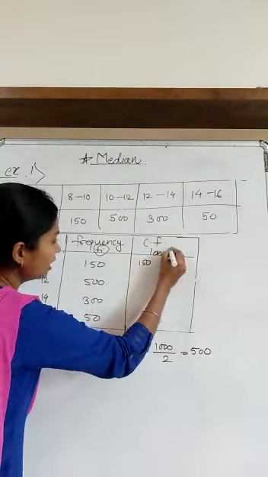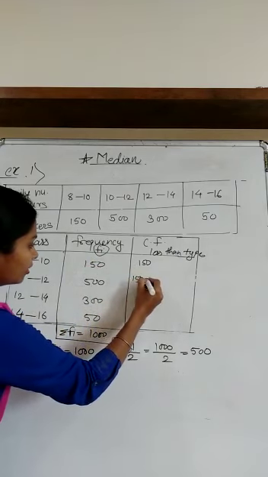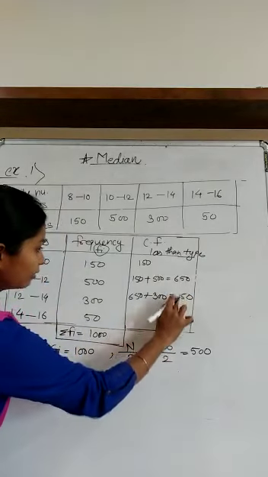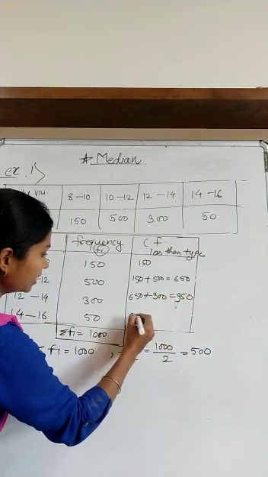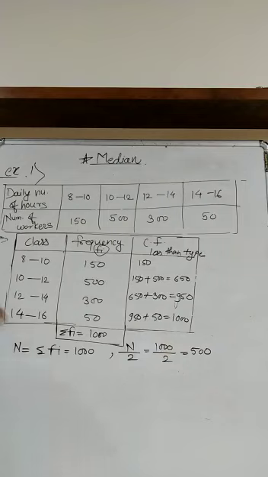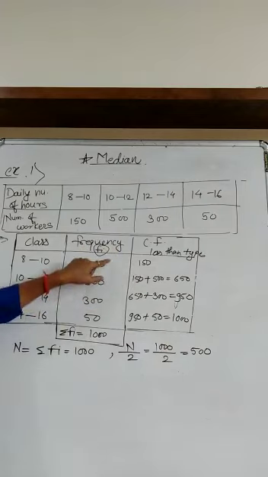Whenever we have to find the cumulative frequency of the less than type, what we used to do? We just add the respective frequencies. So first will be as it is, 150. Then 150 plus 500 becomes 650. Then 650 plus 300 becomes 950. Then 950 plus 50 becomes 1000. Fine. This is how we find the cumulative frequency. Here we just added the respective frequencies together and we got the last number as 1000.